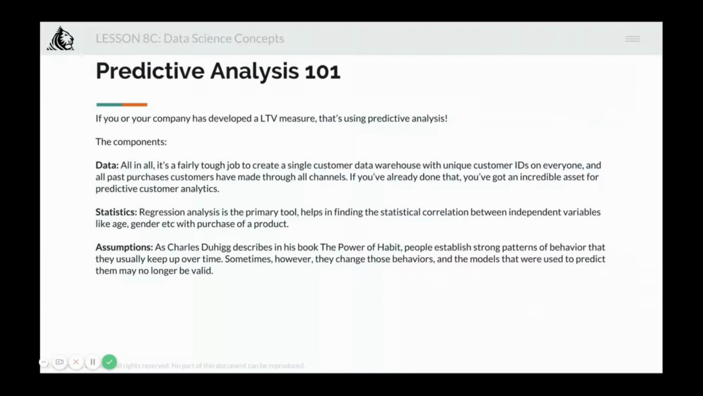So that's pretty much what regression analysis is all about.